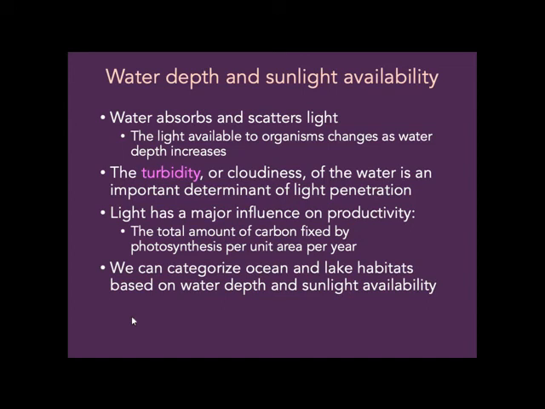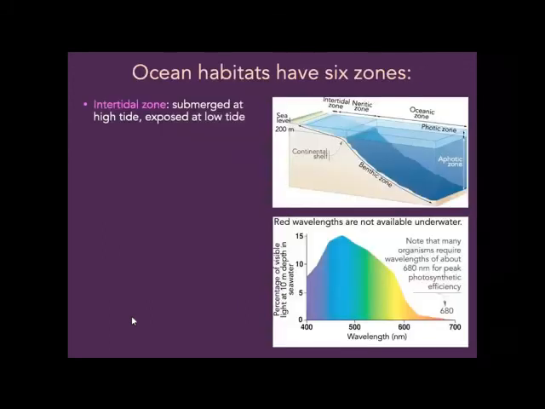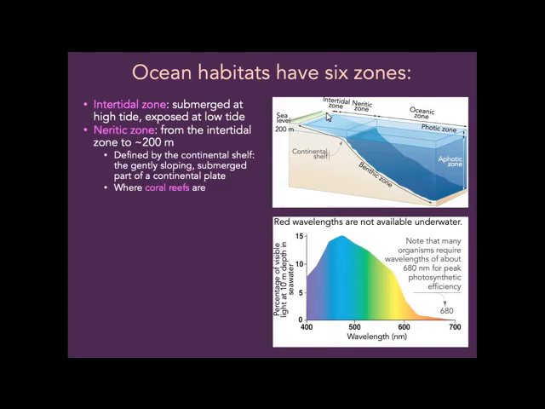So we can categorize ocean and lake habitats based on the depth of the water that they live in and how much sunlight is available to them. So in an ocean habitat, we define 6 different zones. The intertidal zone, you can see, is this little strip here. So that is the area that is submerged, meaning underwater, at high tide and then exposed at low tide.